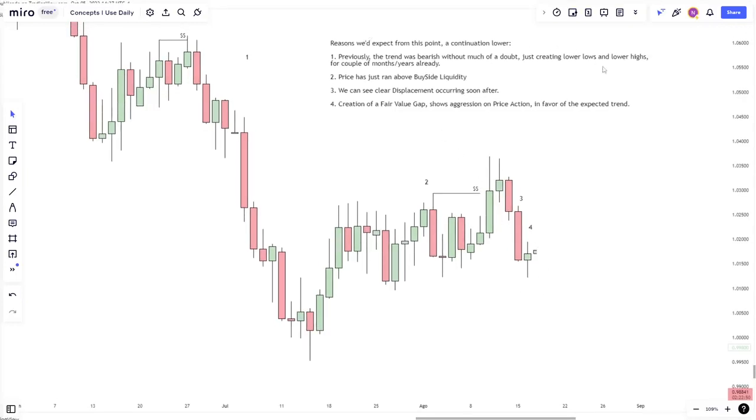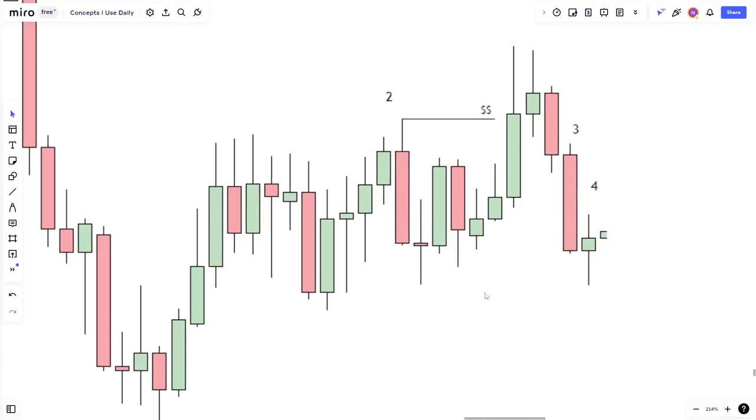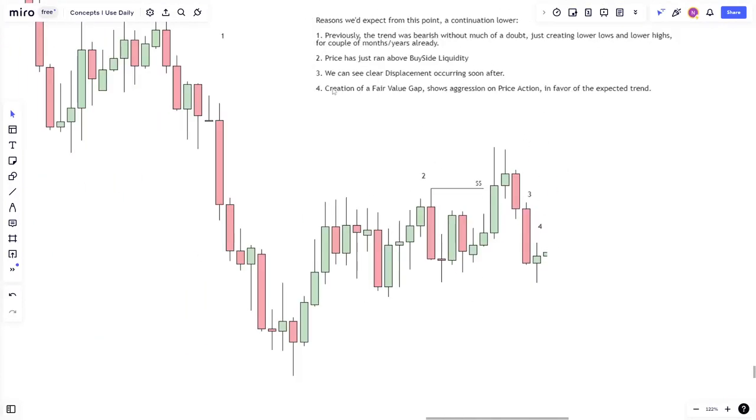Reasons we'd expect price from this point to continue lower. 1, previously the trend was bearish without much of a doubt, just creating lower lows and lower highs for a couple of months, probably even years already. 2, price just ran above buy-side liquidity. 3, we can see clear displacement occurring soon after, even a market shift here that I forgot to mention, right? And 4, creation of a fair value gap shows aggression on price action in favor of that expected trend.